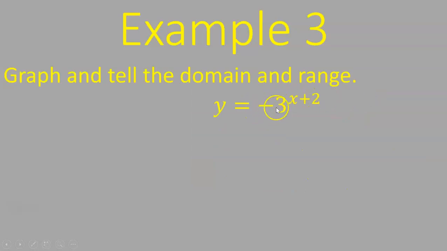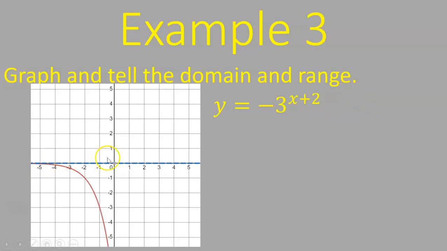This time we have a reflection. Okay, that's going to cause it to turn upside down. Notice also you're not adding anything out here, so it's going to have the x-axis as an asymptote. Okay, so you see that here, the x-axis is an asymptote. You don't have any kind of vertical shift. Now you do have a slight horizontal shift to the left.